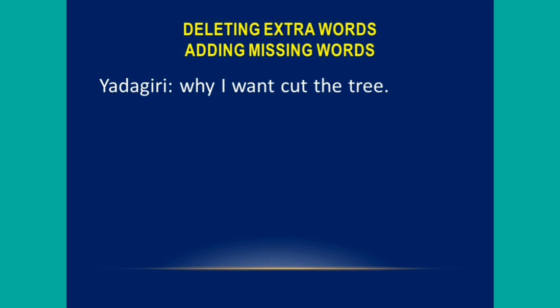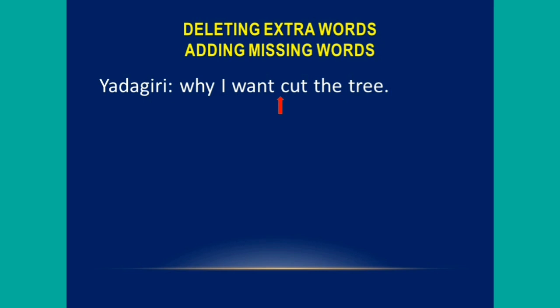See this sentence from the conversation. Yadagiri said, "Why? I won't cut the tree." Why is a separate expression. I won't cut the tree is the next expression. So let's see the second part. I won't cut the tree. When you hear that, it seems that something is missing over there.